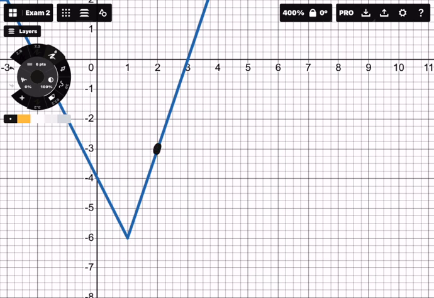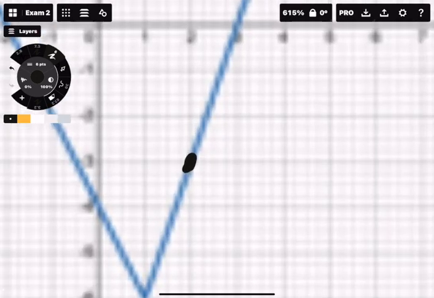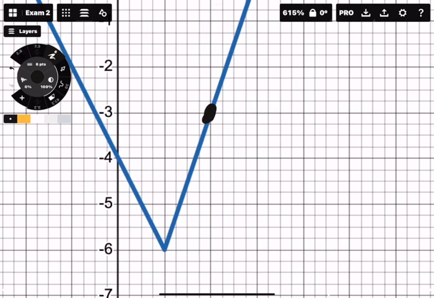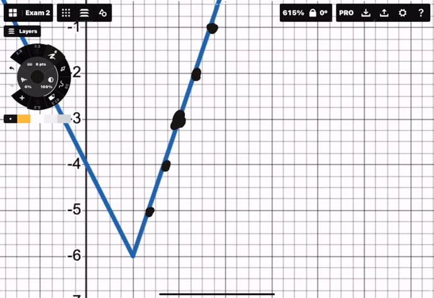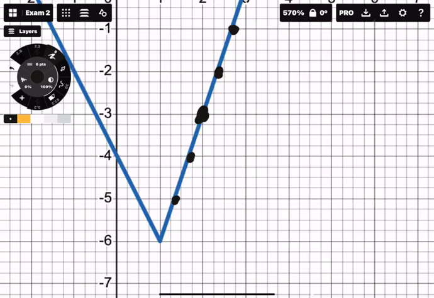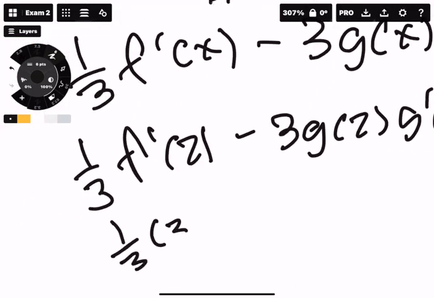Okay. From here, what I want to see is what the slope is. Let me find a simple point. So it looks like every single one is increasing. It's all increasing by 3 over 1, 3 over 1, 3 over 1, 3 over 1. So the slope is going to be 3 over 1. Therefore, it's going to be 1/3 of 3.